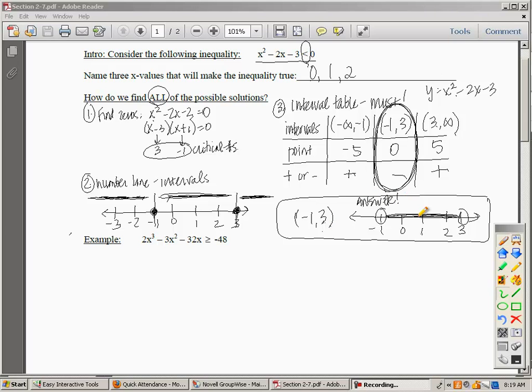Okay, so we're going to do the second one. The second one gets a little harder. You will need your graphing calculators. What we're going to do is say, okay, I have 2x cubed minus 3x squared minus 32x, and I'm going to move the 48 over, so positive 48 is greater than or equal to 0. You need it to include 0 because I want to know, do I just want a positive answer or do I want a negative answer?